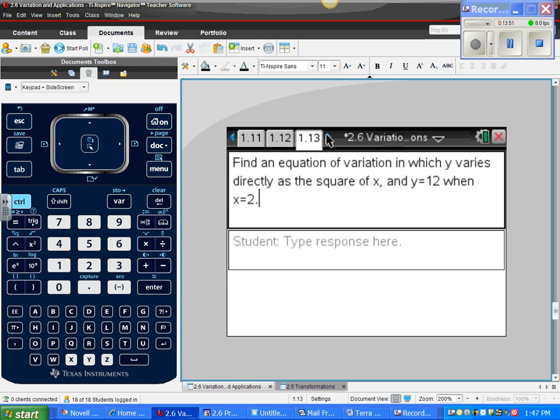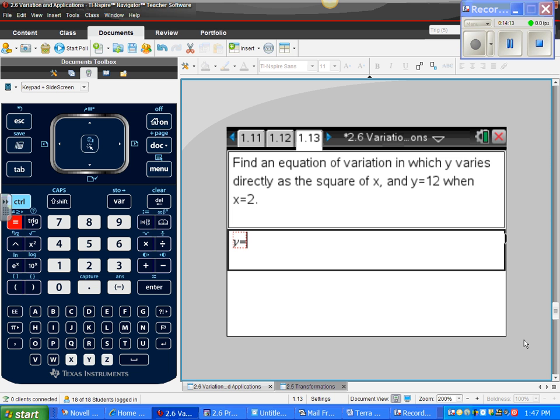So we're going to find an equation of variation in which y varies directly as the square of x and y equals 12 when x equals 2. Okay, so we're going to have to kind of pull this apart. We're saying that it varies directly with the square, right? So the first thing you should be writing down is y equals k times x squared. Okay, and that was given to us, right? We know that we have to memorize that.